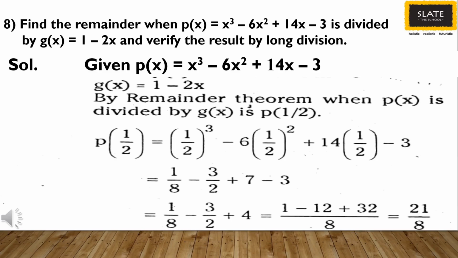Now the LCM of 8 and 2 is 8. So the numerators become 1 minus 12 plus 32, which is 21, and the denominator is 8. Therefore, P of 1 by 2 is 21 by 8. So the remainder when P of x is divided by G of x is 21.